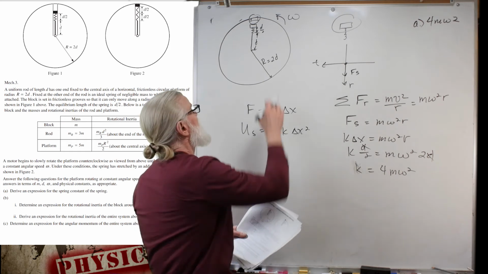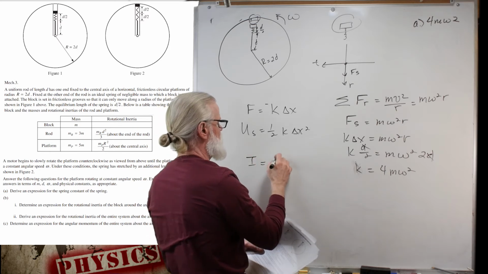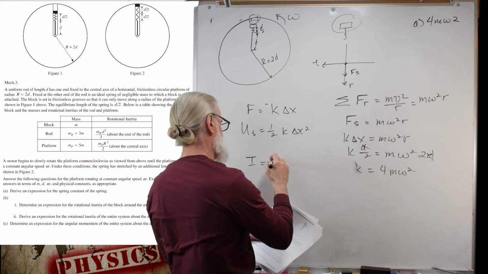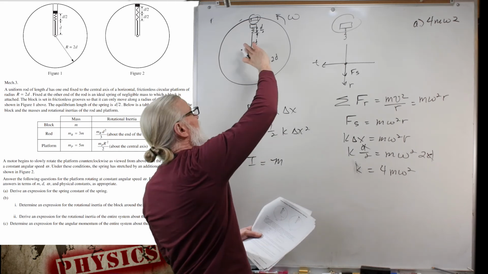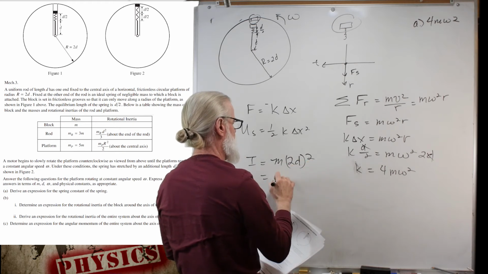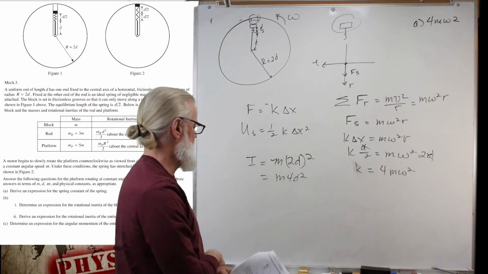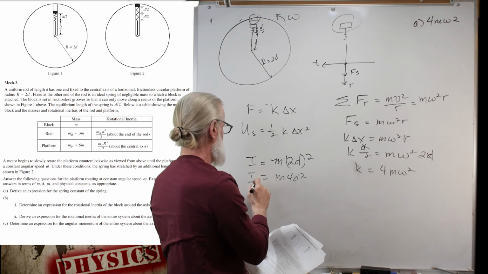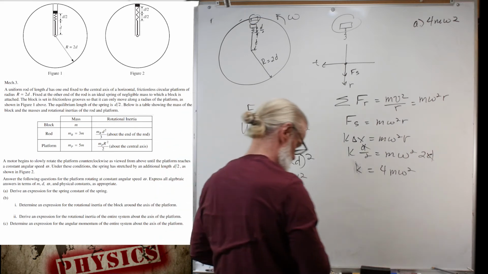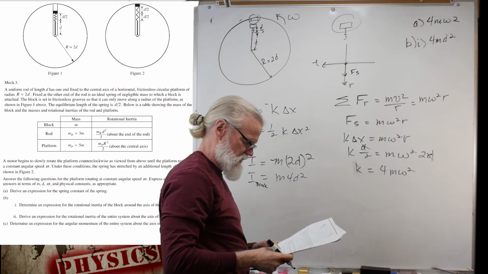Determine the expression for the rotational inertia of the block around the axis of the platform. All right, so we want the rotational inertia of the block. Rotational inertia is going to equal m. What is the mass of the block? It's m. M times r squared, which is 2d, is r squared, so m times 4d squared. So you have to be careful with our lengths. Like I said, it's kind of weird in this one. So this is I of the block, calculated about the center.